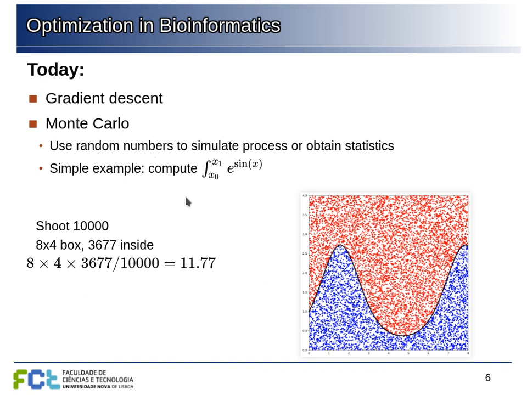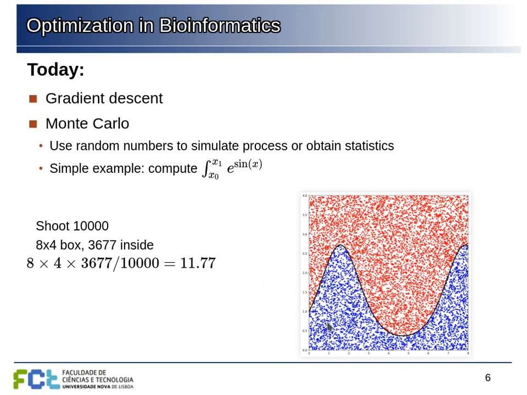A very simple example: suppose we want to compute the integral of this function, e raised to the sine of x, between some interval. At least as far as I know, there is no analytic solution for this integral, but if we are doing this between 0 and 8, we can create a rectangle, for example 8 by 4 units, and then we select 10,000 points at random inside this rectangle, uniformly sampling in both x and y.